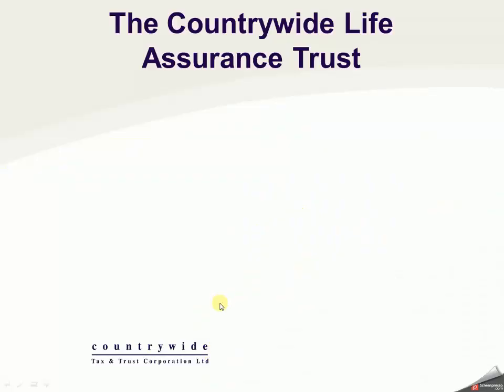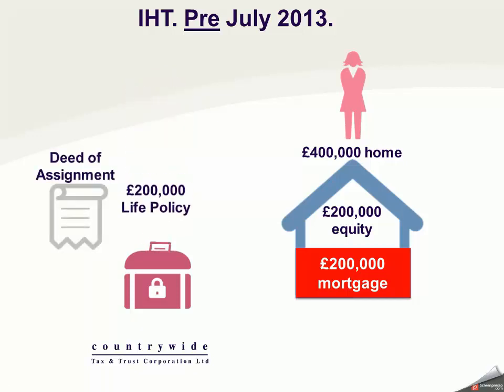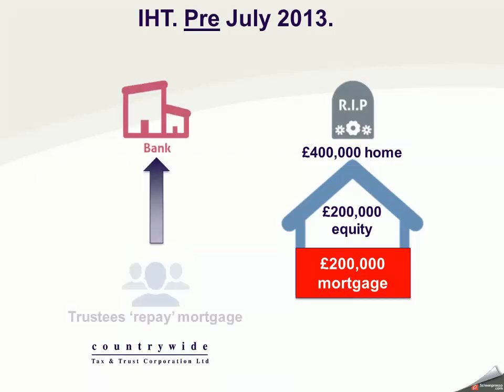Right, welcome to the Countrywide training video on the Countrywide Life Assurance Trust. One very important consideration with the generic Life Office Trust was the Finance Act 2013. Now, a very simple scenario here: £400,000 home with a £200,000 mortgage and a life policy assigned into a generic Life Office Trust. IHT pre-July 2013, very straightforward here.